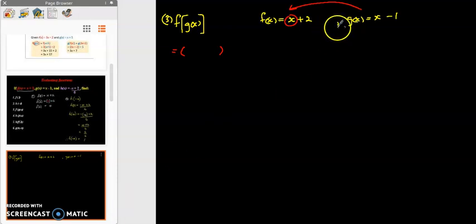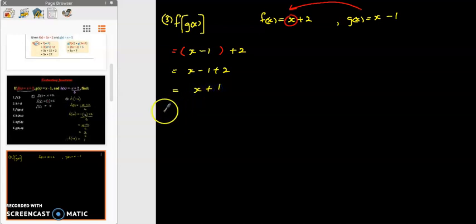So what was g(x)? g(x) was x minus 1. Remember, it only goes where the x is, so the plus 2 remains the same. Plus 2 equals x minus 1 plus 2. So this is equal to x plus 1, which would be f(g(x)) is equal to x plus 1.